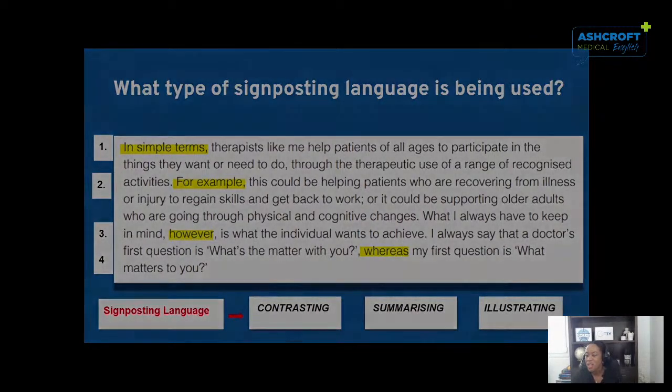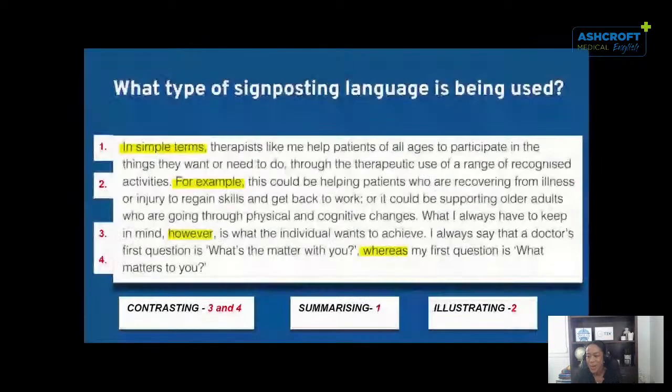Okay. So hopefully you were able to figure this out. So she says, "in simple terms," when she's moving on to summarizing. So here she summarized what an occupational therapist's job is. She says, "in simple terms, therapists like me help patients of all ages to participate in the things they want or need to do through the therapeutic use of a range of recognized activities." She then moves on to give an example of this work.